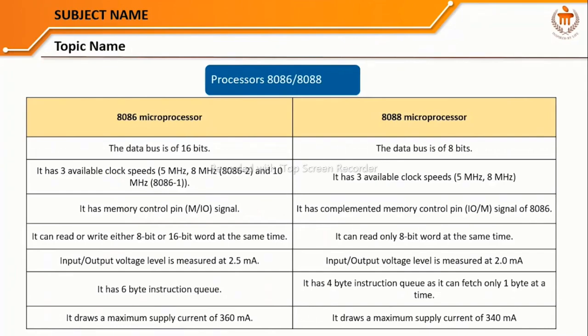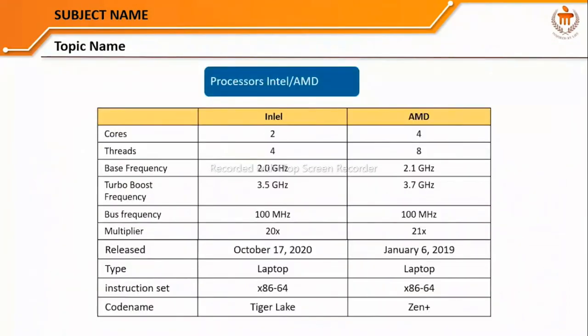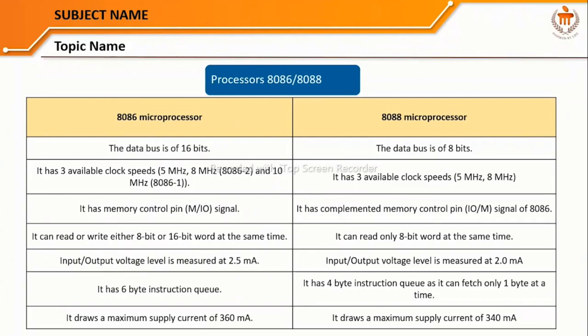Now here we are going to discuss different types of processors. We have taken two processors to understand the processor and its working. How can we differentiate processors? If we want to know system performance, then we should know about the processor. So which processors are we discussing? Here we are discussing the 8086 and 8088 processors.